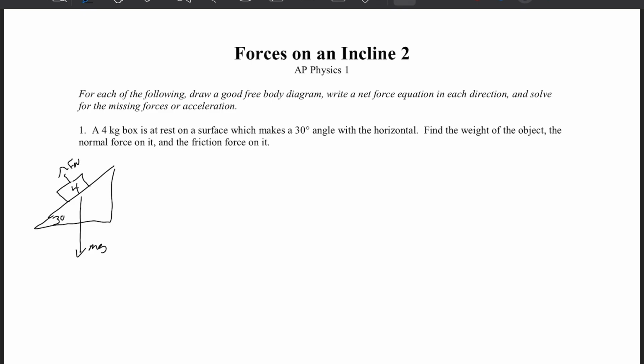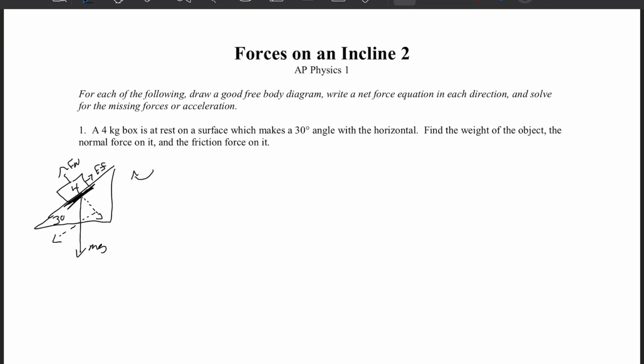Force normal is perpendicular to the surface, so it's kind of going up to the left. Force of friction is going to oppose the motion down. It also is going up to the left. So we're going to break gravity into its components, one balancing force normal and another component that's dragging it down the inclined plane.